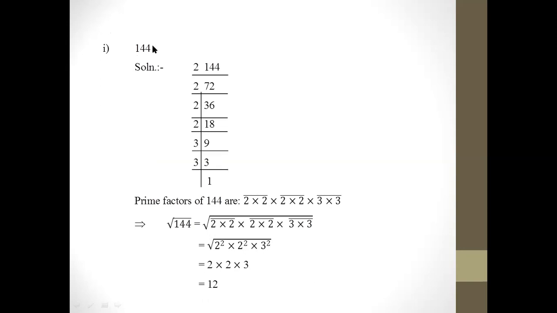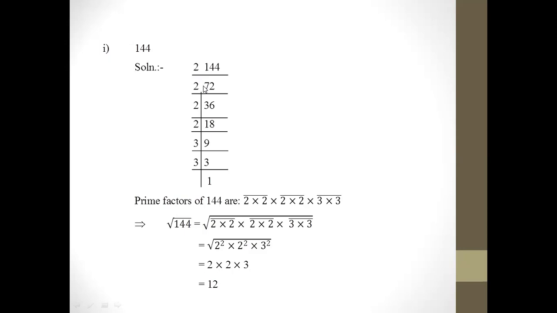First part is 144. So first you factorize 144 like this. You know that at the end it is an even number, so it is divisible by the prime number 2. We start from the smallest prime number. If it is divisible by 2, we divide it by 2. If it is not divisible by 2, then we check it with the next prime number, that is 3. If it is not divisible by 3, then we check it with 5.